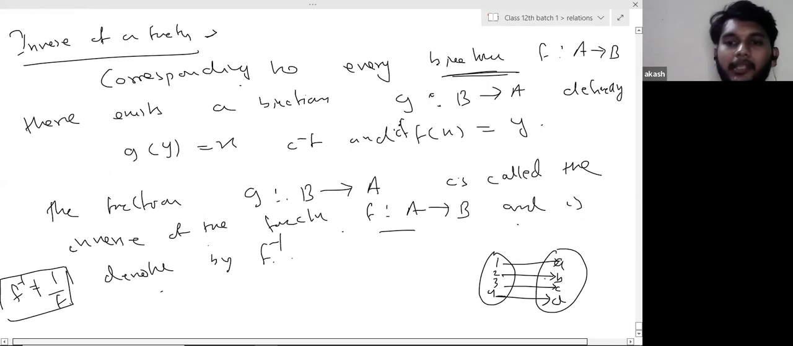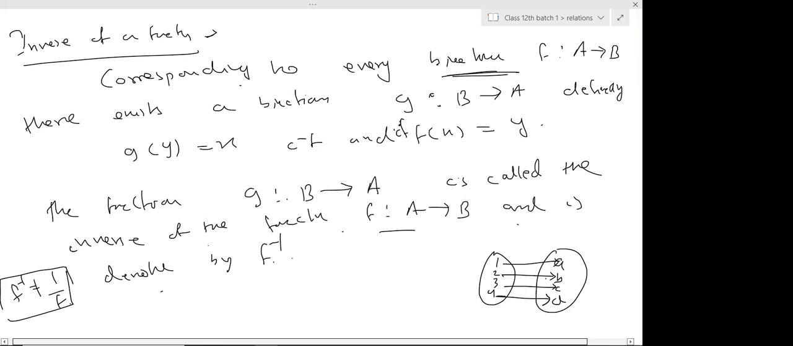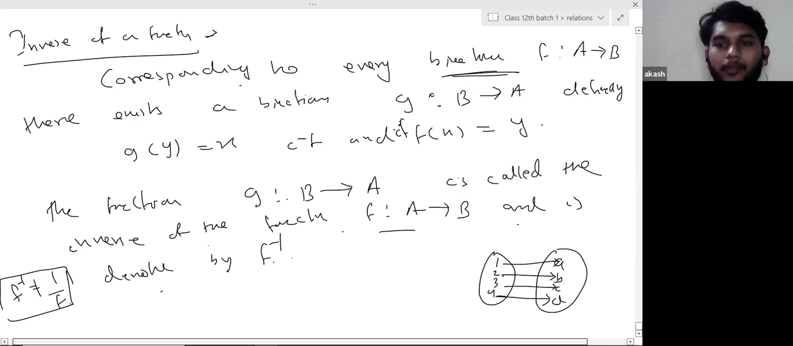First tell me if this is a bijection or not. Yes, sir, it is, because this is one-one. 1 is corresponding to one element, 2 is corresponding to one element, and all the elements of A, B, C, D are connected. So this is a bijection. Now they are saying for every bijection function f, there exists another bijection g such that g of y is equal to x.